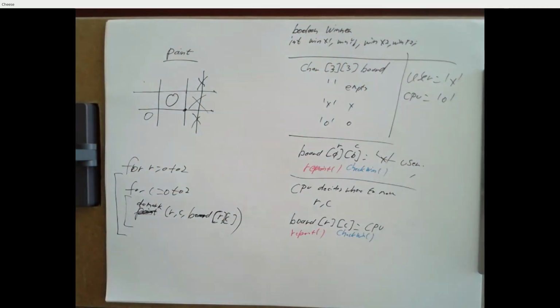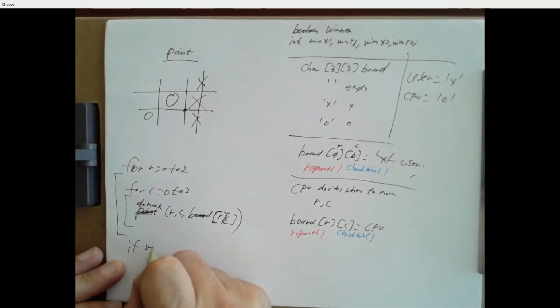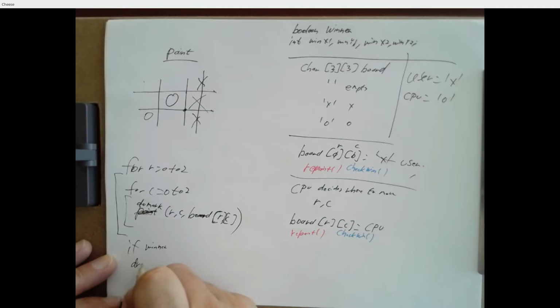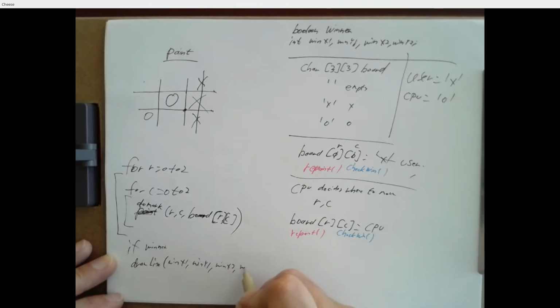Now your paint method is still really easy. At the end of this, if there's a winner, then just draw a line between win x1, win y1, and win x2, win y2. It's 1 line of code.